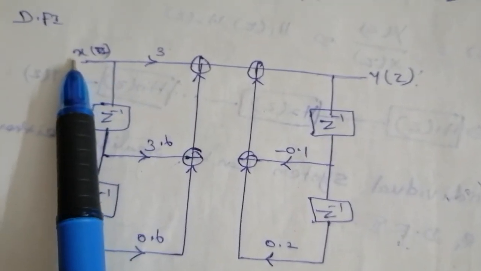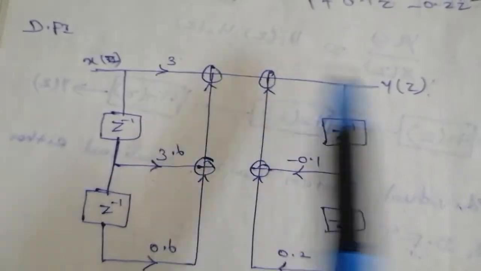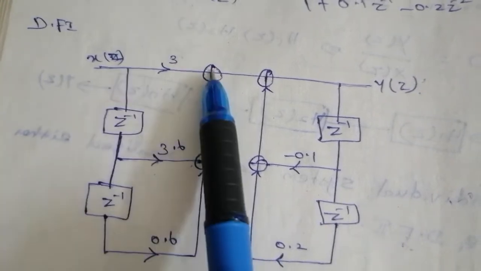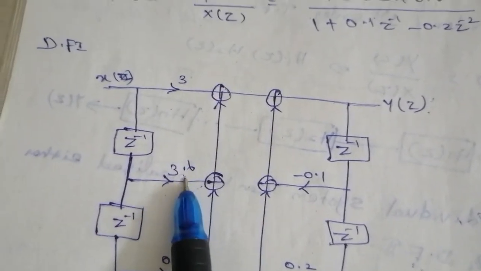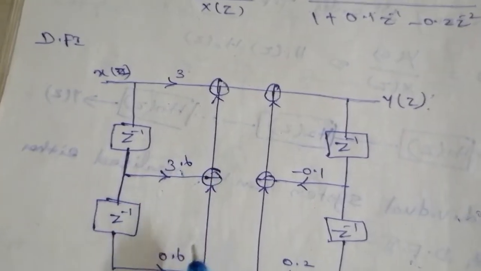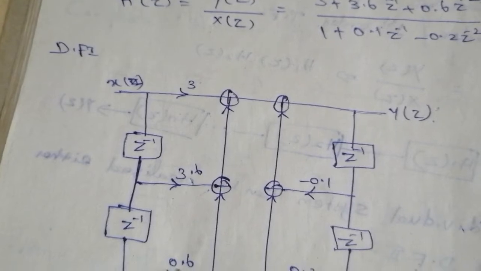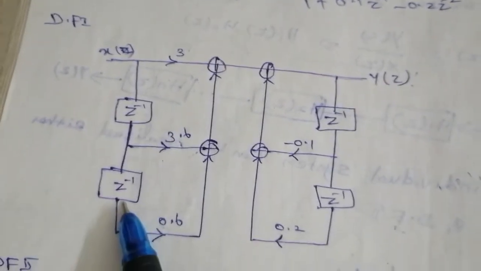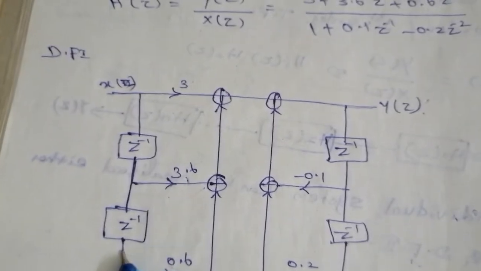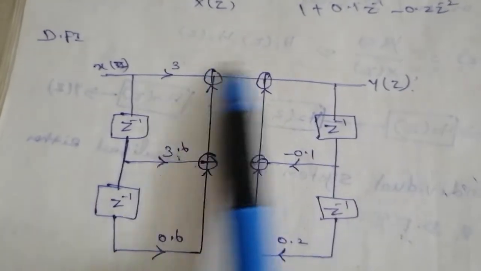y of n equal to 3x of n plus 3.6 into x of n minus 1 plus 0.6 into x of n minus 2. Here the 0.6 is multiplied with 2 delays, so z power minus 2. So likewise we have to check.